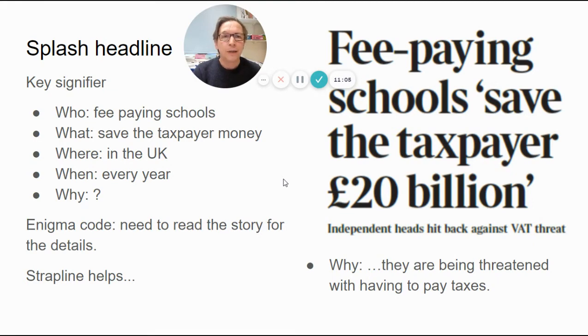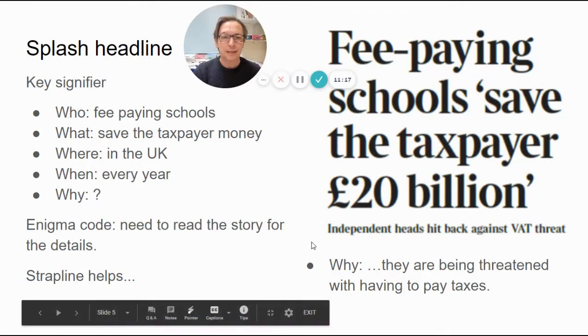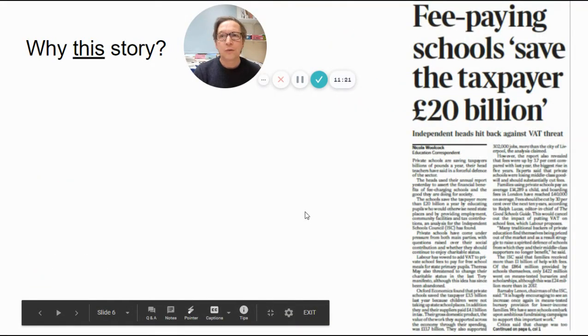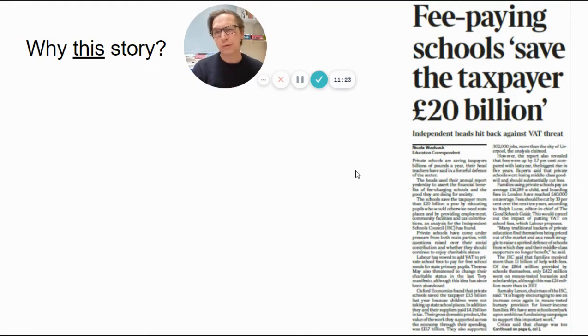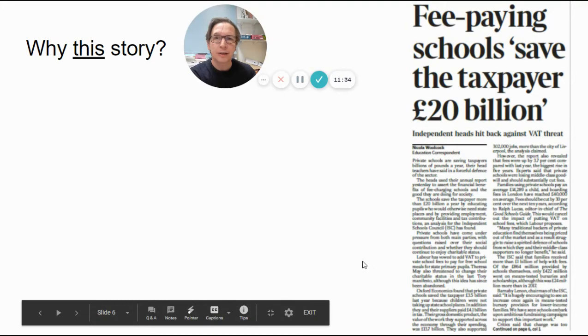Now, independent schools are also charities, so they enjoy charitable status as education providers, which means that they don't have to pay tax. So let's have a look at this story in a bit more detail. So why this story? Well, how does it appeal? Because you've got to remember, the reason that this is here is to encourage people to buy the paper. So it's got to interest the target audience.